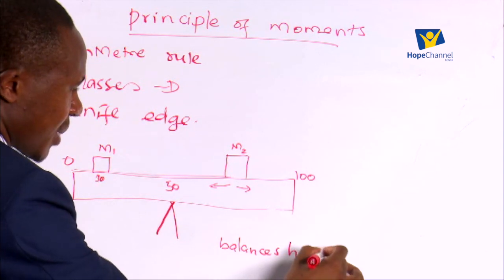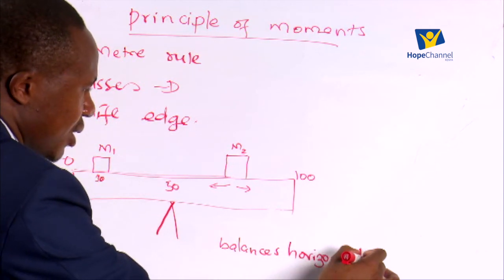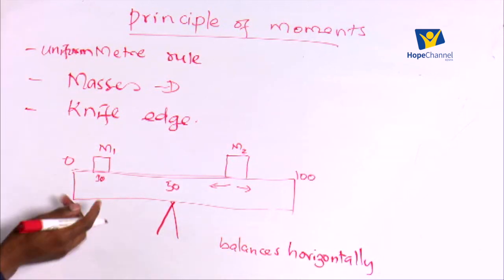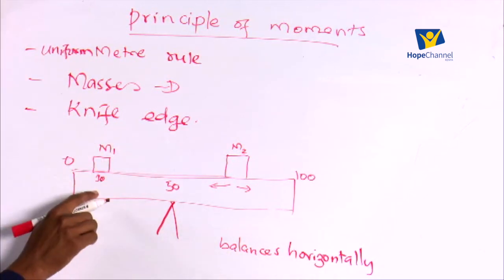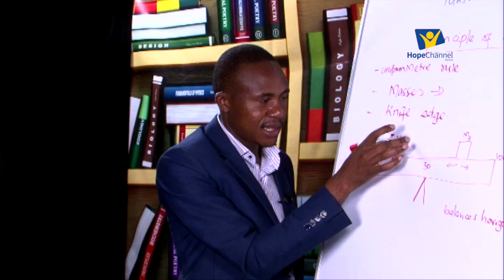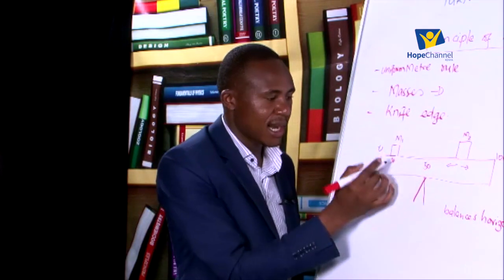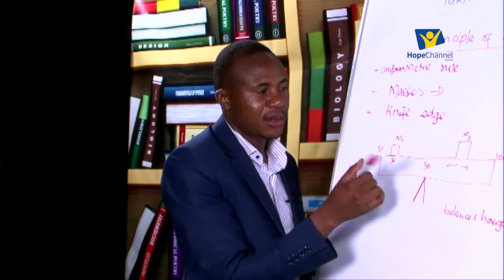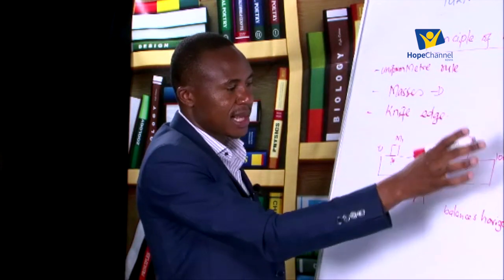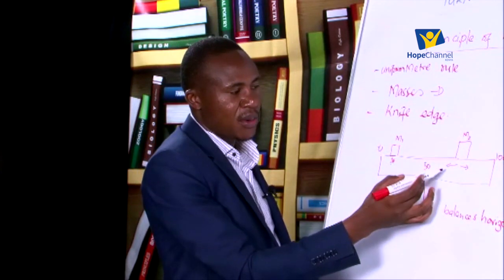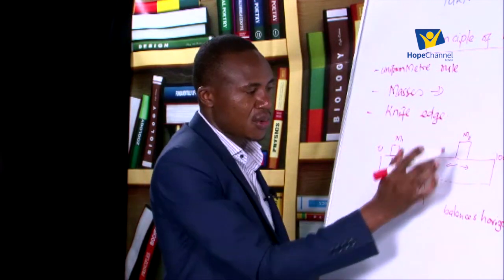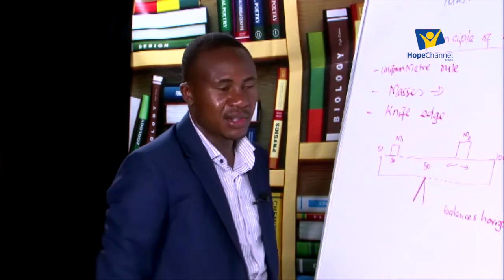So that is the experimental part of it. We are going to fix one of the masses. You can choose to fix mass 1 or mass 2 at a given position. Say we fix M1 at 10. The experiment part of it will be we place M2 on the other side of the pivot, but now we vary the location of M2 until the meter rule balances horizontally.